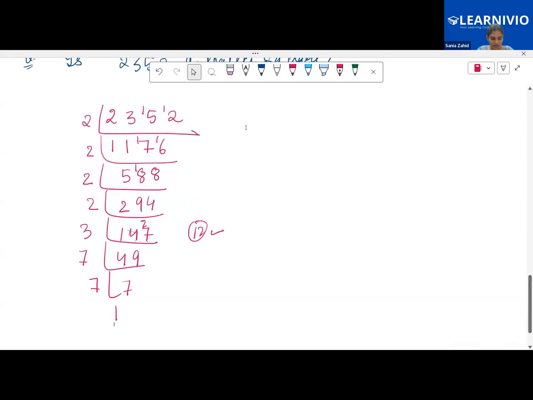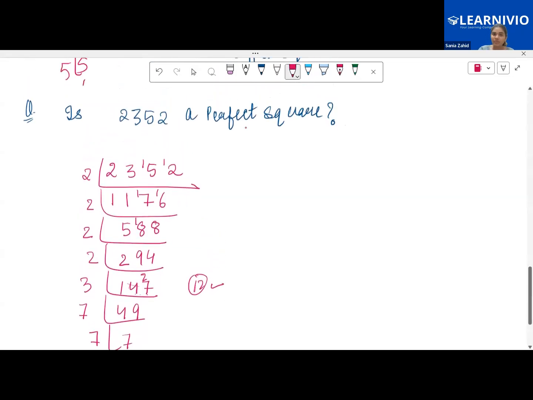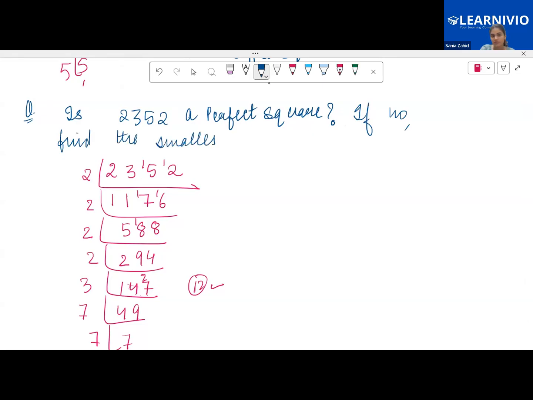Now what you have? 1 minute, children. What was the whole question? Okay, the question was, is 2352 a perfect square? And then afterwards the question stated, if not, find the smallest multiple of 2352, which is a perfect square.